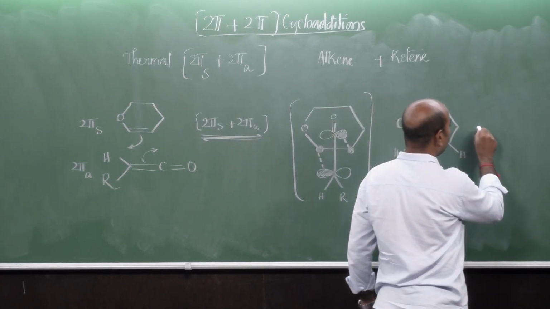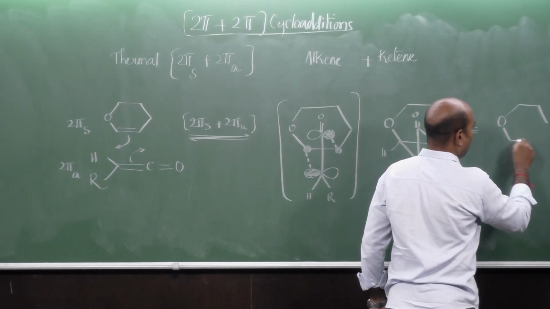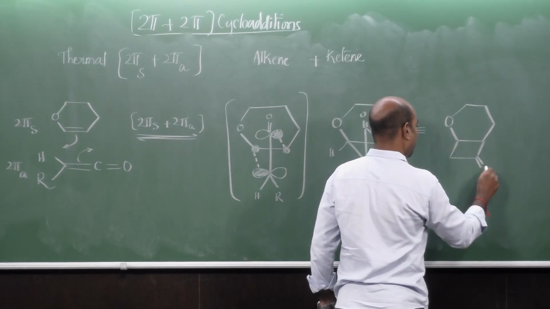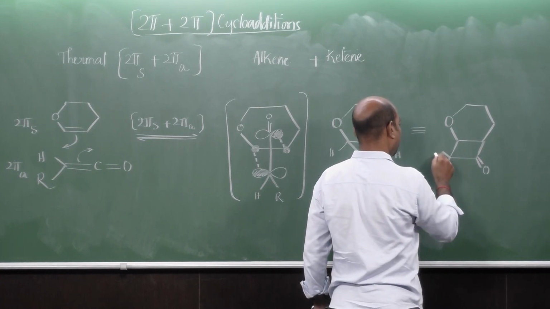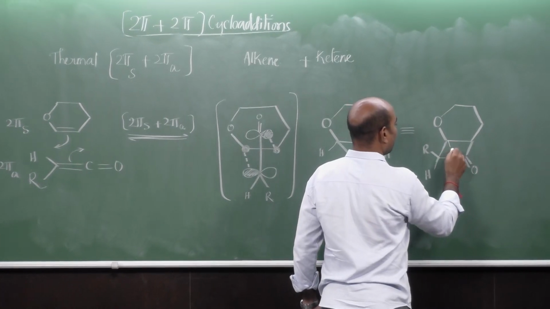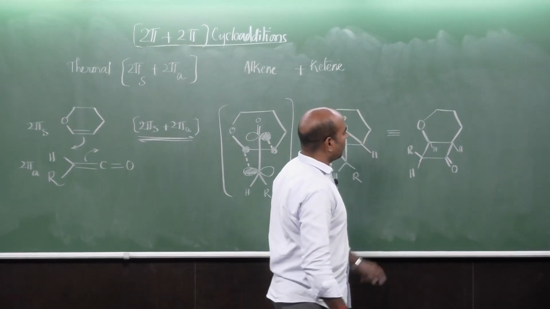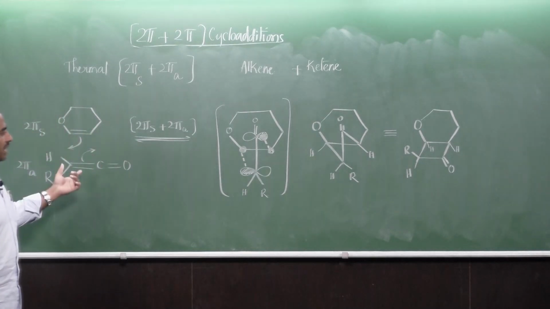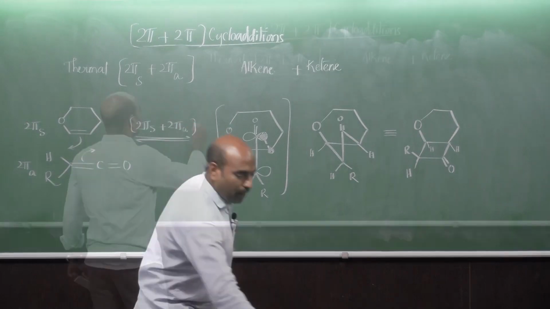So, we will get this, which is nothing but double bond O of the ketene and R and H. These are the hydrogens of the olefin. So, we will be likely to see this kind of product on addition of a ketene molecule with the olefin of this type, right. So, next example.